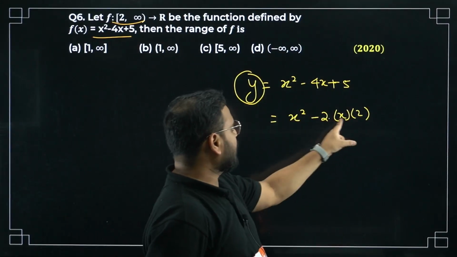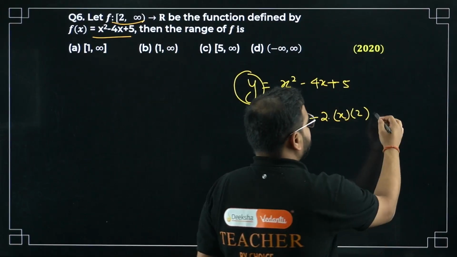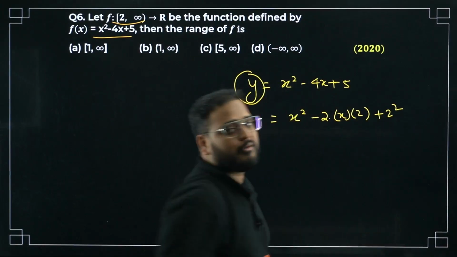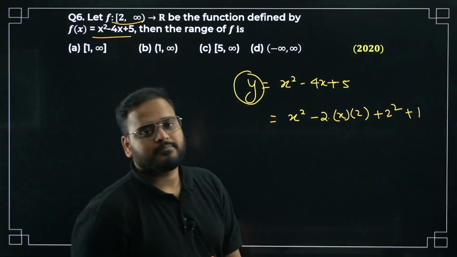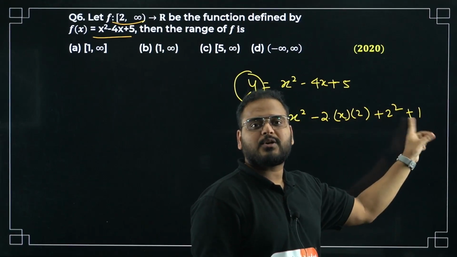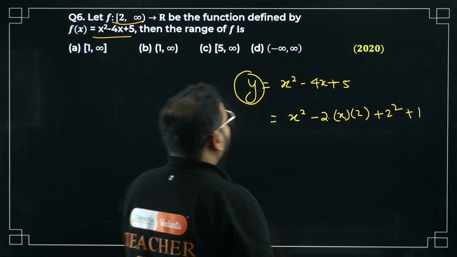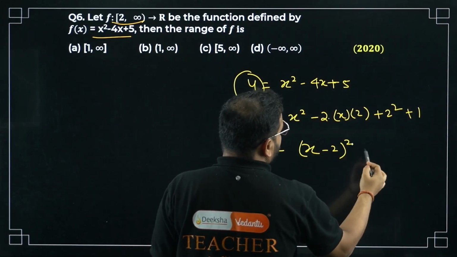Right? 2ab, a into b plus b square means plus 2 square. How much is that? 4. I have 5 here, simply write plus 1, correct? Writing 5 as 4 plus 1. 5 as 4 plus 1, 2 square is 4 plus 1. Okay, sir. So it becomes x minus 2 the whole square plus 1.